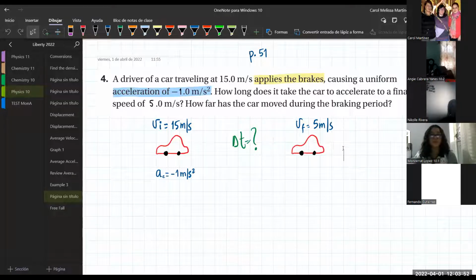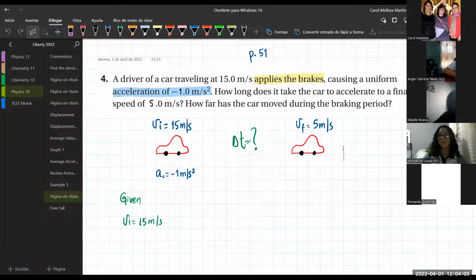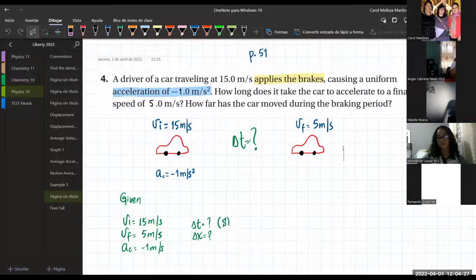It's going to depend on what I have. So the problem is giving me initial velocity. So my givens are: initial velocity of 15 meters per second, a final velocity of 5 meters per second, and an acceleration of -1 meters per second squared. Okay, I'm looking for time and displacement. In what units am I going to leave my time? In seconds. And in what units am I going to leave my displacement? Meters. Okay, very good.